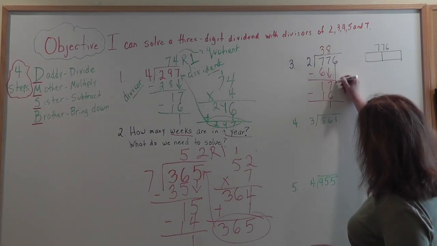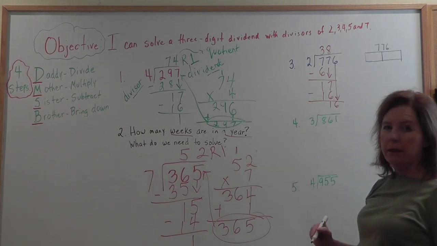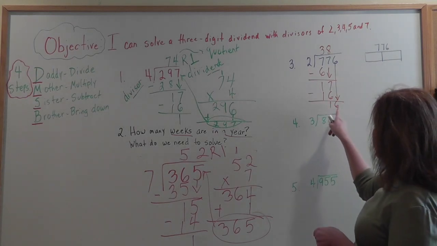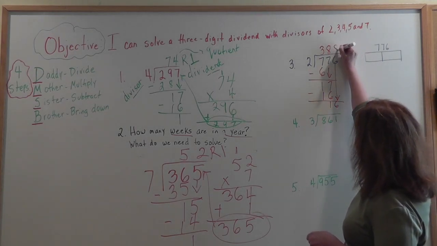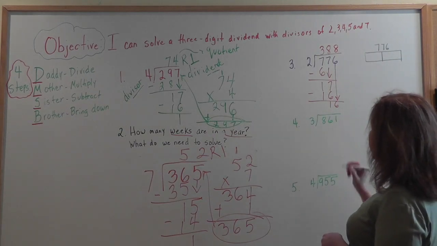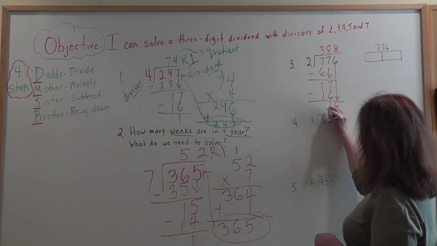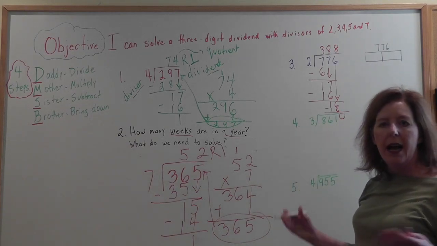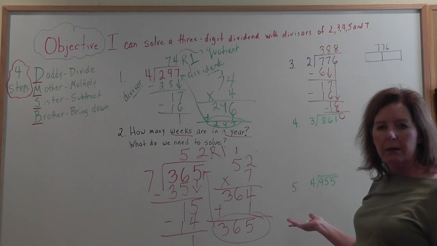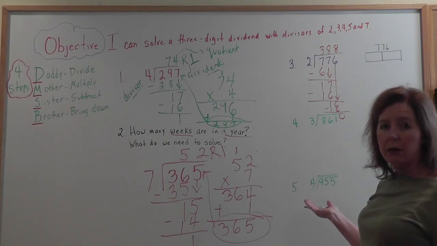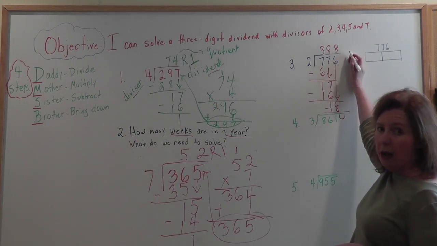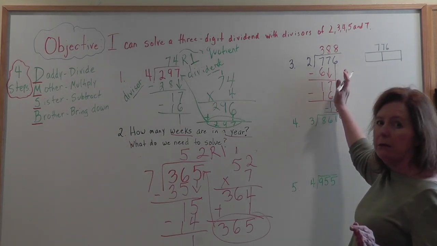Now I have another number to bring down, 6. Now I have 16. So now I start over again with my steps. I divide 2 into 16, and I know that 2 times 8 is 16. I'm going to subtract, and I have no more left. It's 0. So I have no remainder. I'm not going to put R0 at the top because you don't need to.